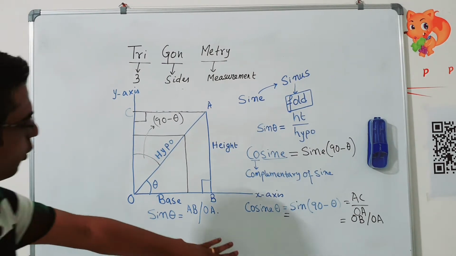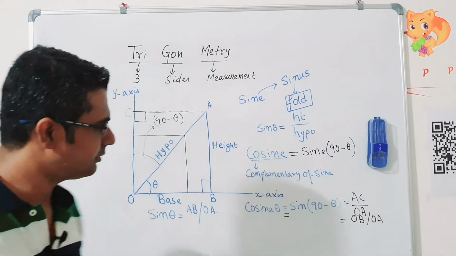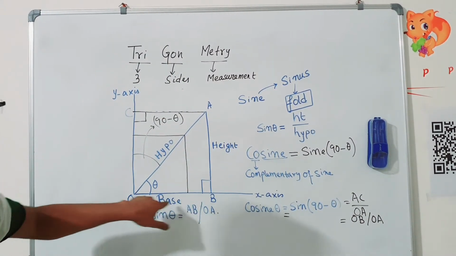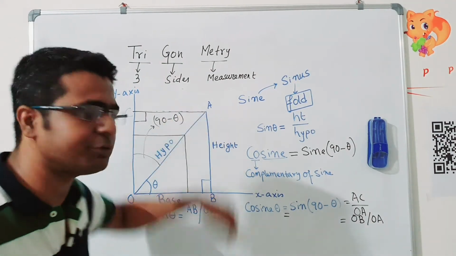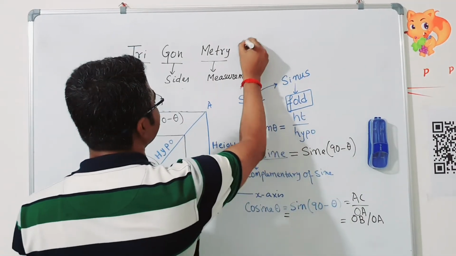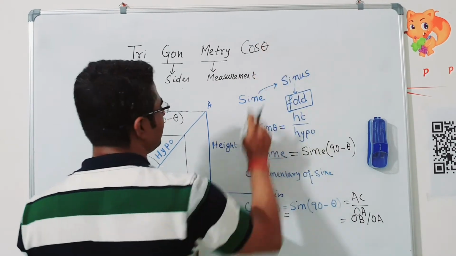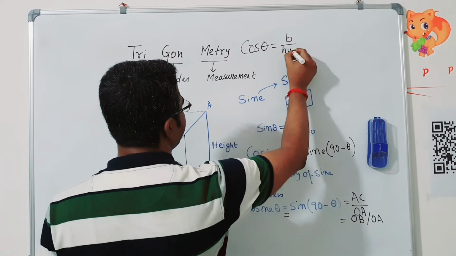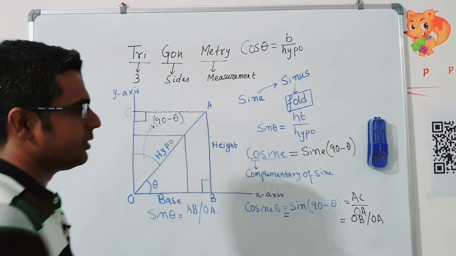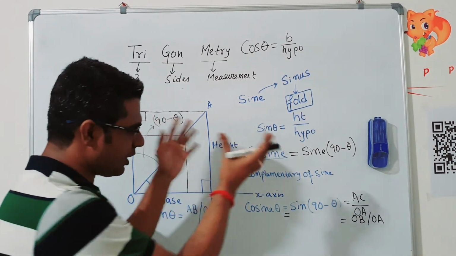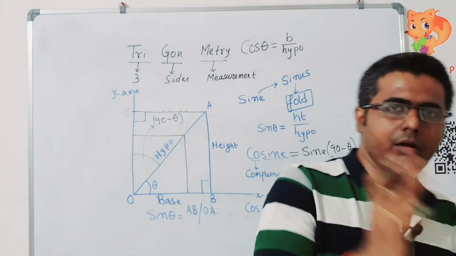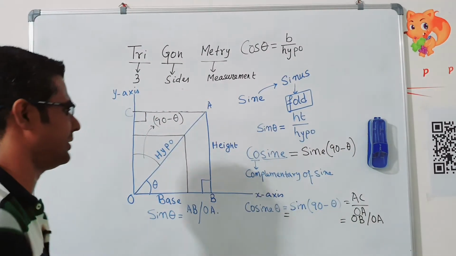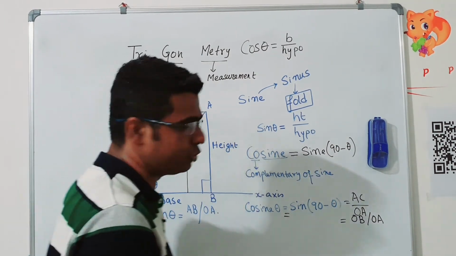Here it is AB by OA, which is nothing but height by hypotenuse. Here cosine theta is coming as OB by OA, that is base by hypotenuse. So another function we are now deriving, cos theta. Cosine theta, in short called cos theta, is base by hypotenuse. All these trigonometric functions have their own geometrical significance, which is very important. Normally you ignore those, you should not.